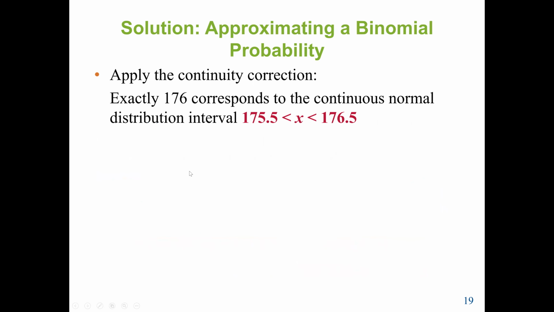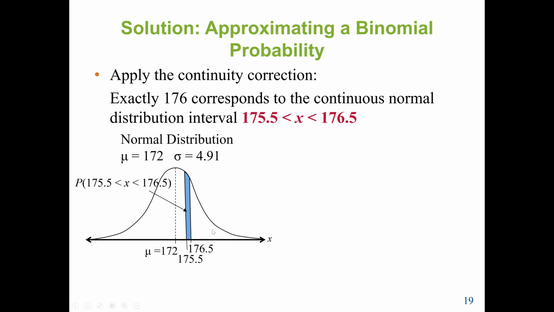We can find the continuity correction. Again, since the value is exactly 176, to the left it will be 176 minus 0.5, which is 175.5. To the right, we add 0.5. So the continuous normal distribution interval will be 175.5 to 176.5. So next we get our shaded area. So this is where our continuity correction will be.